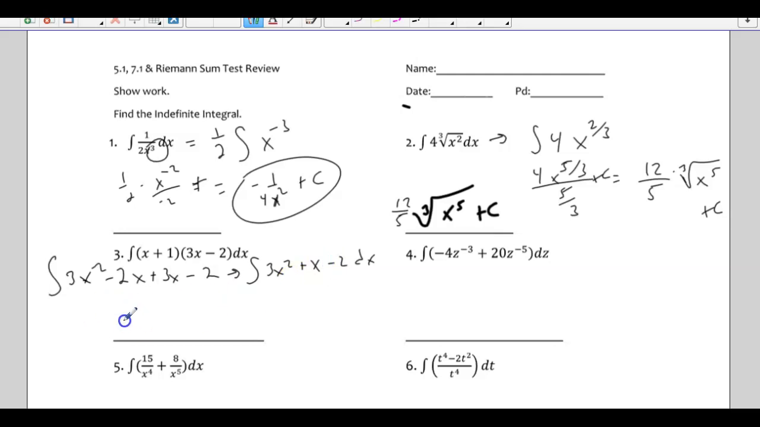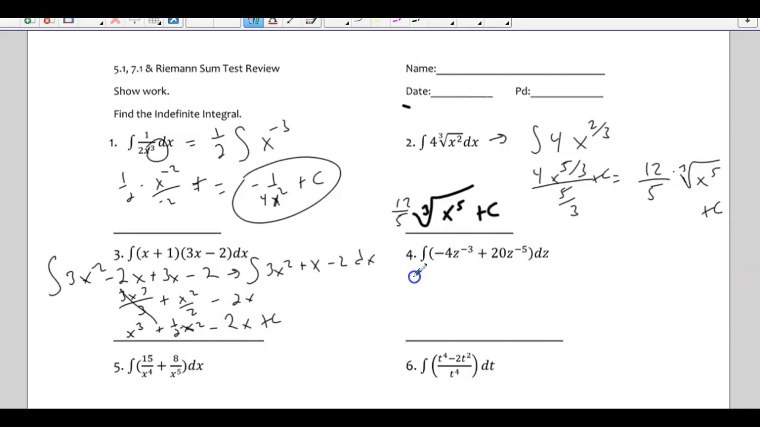So I integrate that, you get 3x cubed over 3 plus x squared over 2 minus 2x, which when you simplify this, x cubed plus 1/2 x squared. Notice that's not at the bottom, that's next to it. Minus 2x plus c.